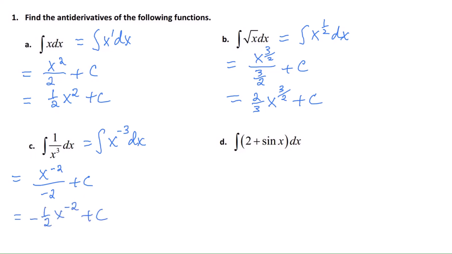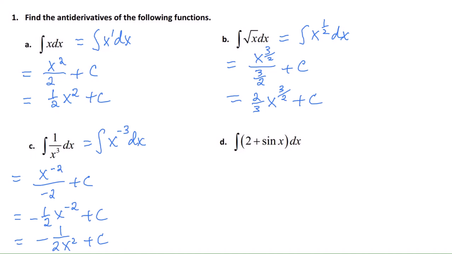So I can simplify that a little bit. I don't want to leave the negative exponent there, though, for my x, so I'd probably rewrite it like this and call it done. And again, remember, there's an infinite number of functions that have the derivative 1 over x cubed.